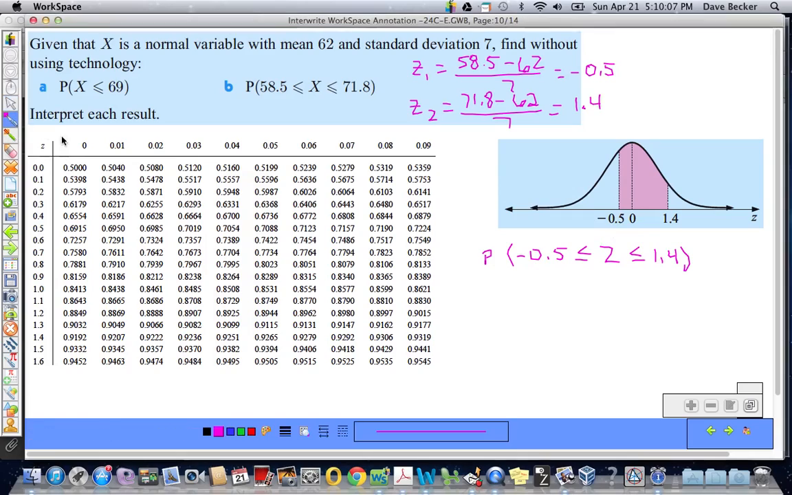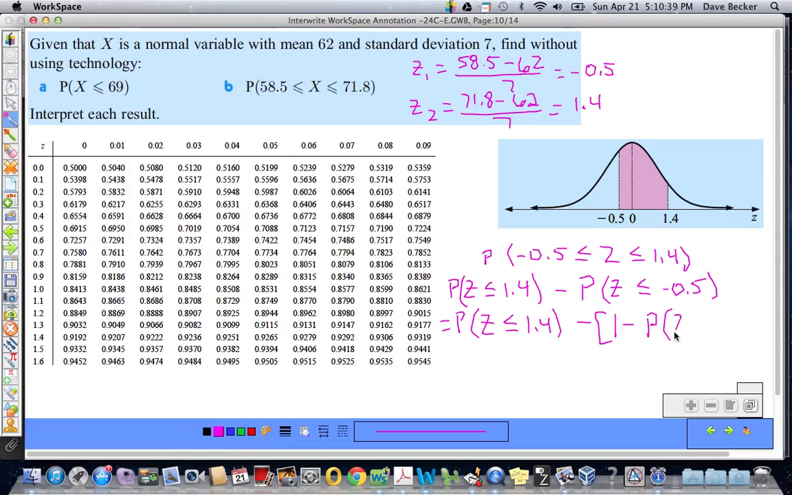Okay, so now the probability that z is less than or equal to 1.4 minus the probability that z is less than or equal to negative 0.5. And remember what we do for the negative? So this is the same thing, the probability that z is less than or equal to 1.4 minus, remember when it's negative, we have to do 1 minus the probability that z is less than or equal to the positive value of that, 0.5, because of symmetry.